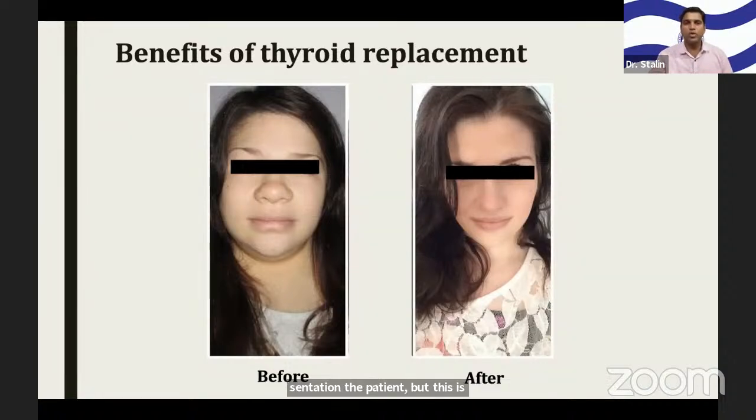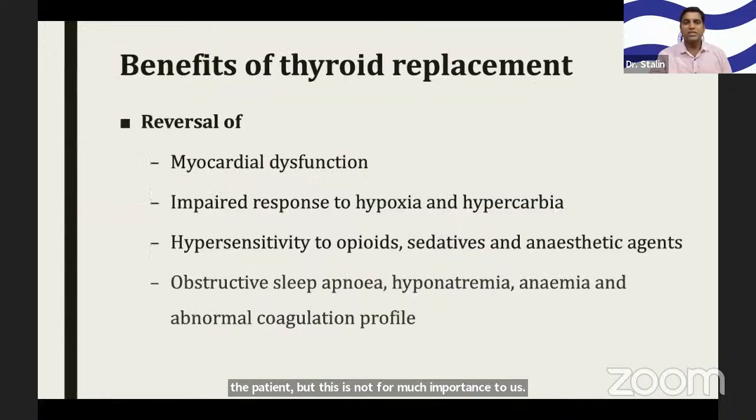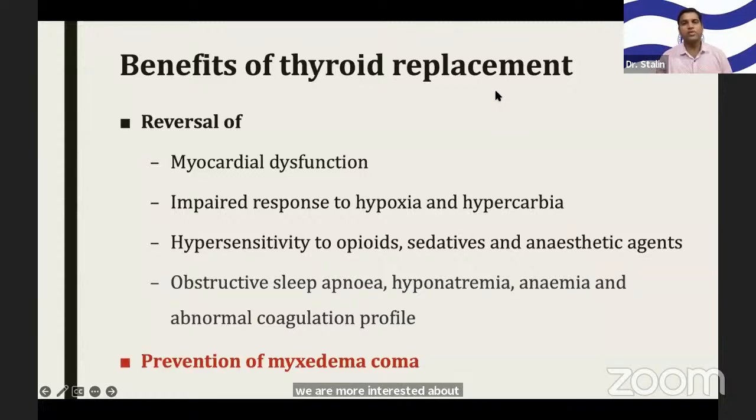What is more important to us, as anesthesiologists, is the reversal of the important functions like myocardial dysfunction, impaired response to hypoxia and hypercarbia, hypersensitivity to opioids and other drugs, the obstructive sleep apnea, hyponatremia, anemia, and abnormal coagulation profile. These things need to be reversed, and that is what we are more interested about. Similarly, the most important thing is prevention of myxedema. As I said earlier, we should also prevent the incidence of myxedema coma.